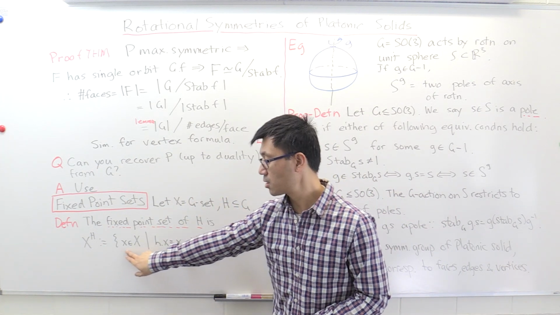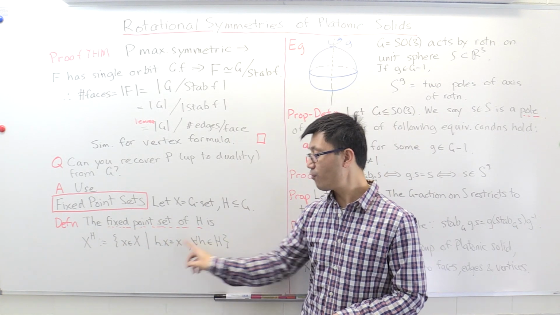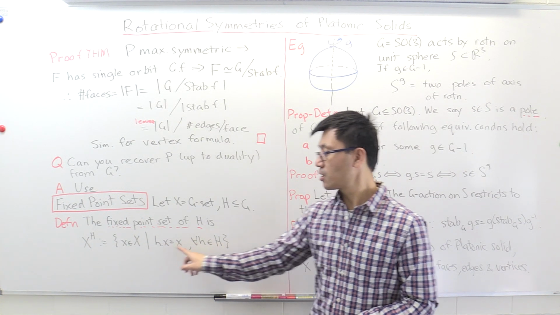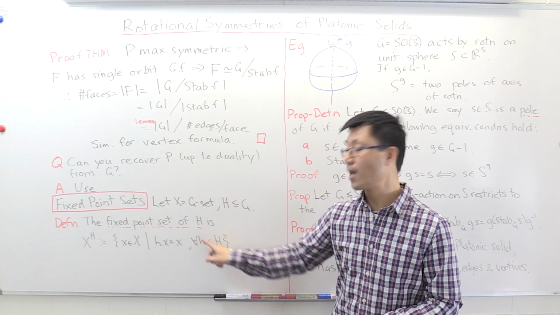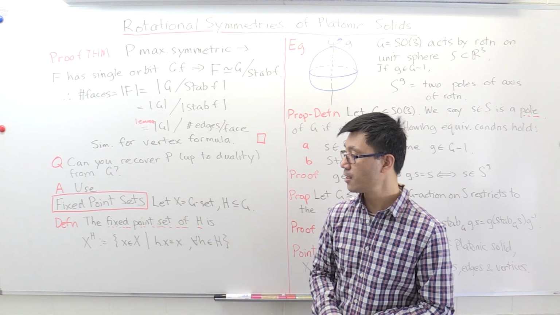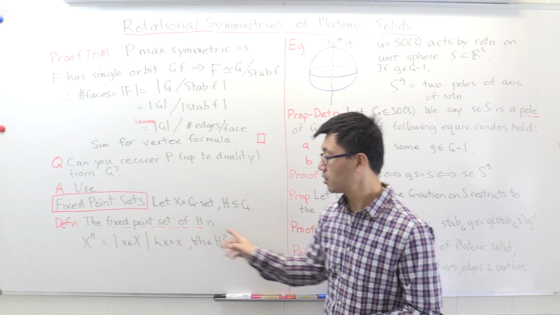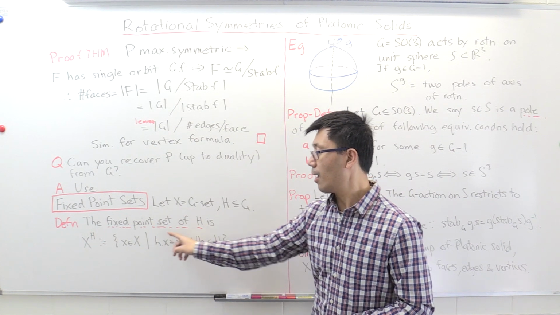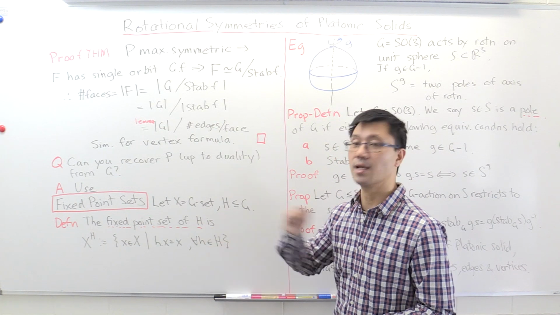There are some of the elements in there, and which ones are those? They're the ones which are fixed by every element of H. So all the little x such that h dot x is equal to x for all little h inside H. So it's just some subset of X, and the definition should be fairly clear from the terminology. They're precisely the elements which are fixed by all of the elements of H.